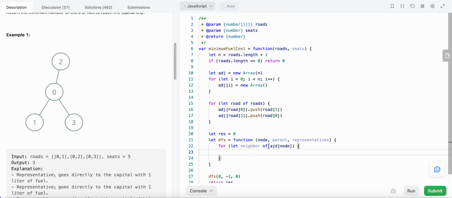Okay, so for each of the neighbors in the adjacency list of node 0, we are going to perform the DFS function. So basically we are going to call a DFS function. If parent is equal to neighbor, then we just continue with the next node, else we perform DFS with our neighbor, comma, the node becomes the parent, and we pass our representatives.